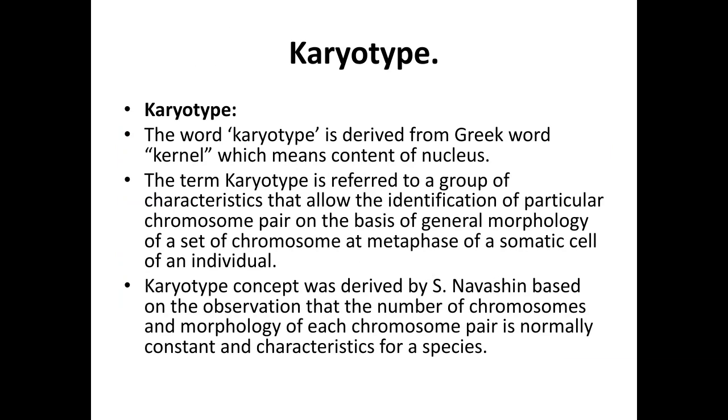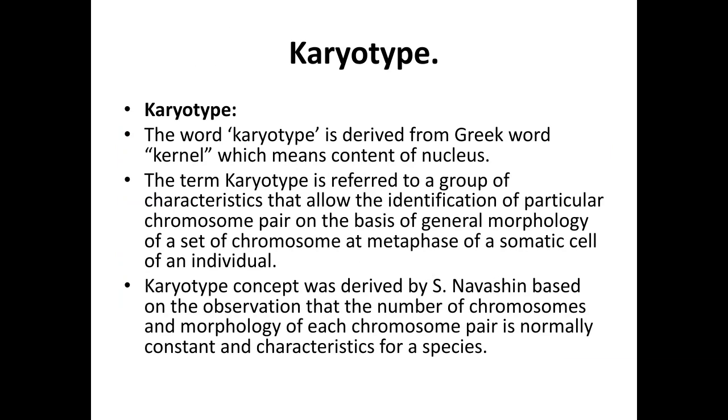Next point, that is karyotype. The word karyotype is derived from a Greek word, that is kernel, which means the contents of the nucleus. The term karyotype refers to a group of characteristics that allow the identification of a particular chromosome pair on the basis of the general morphology of a set of chromosomes at metaphase of a somatic cell of an individual.